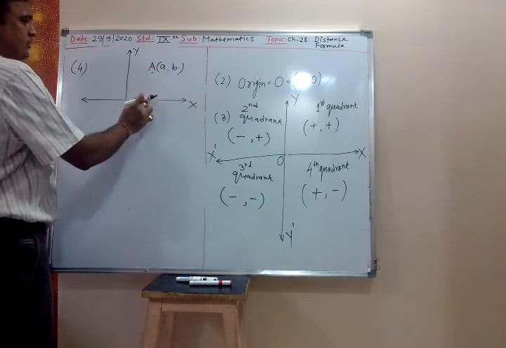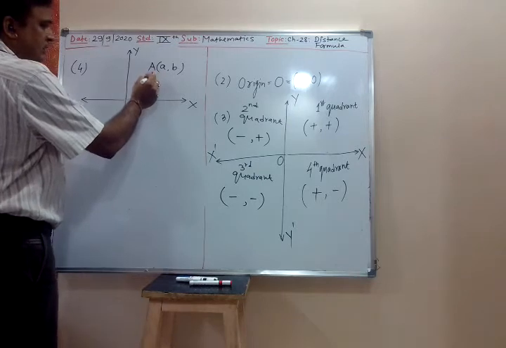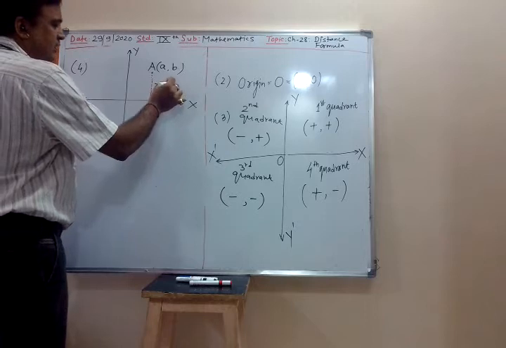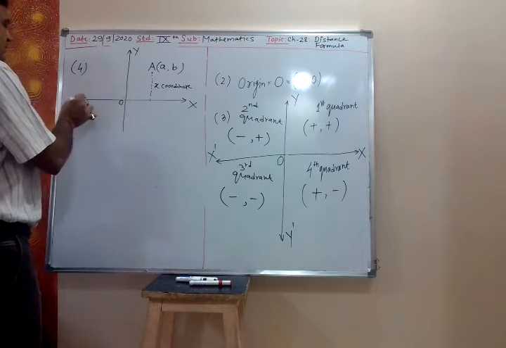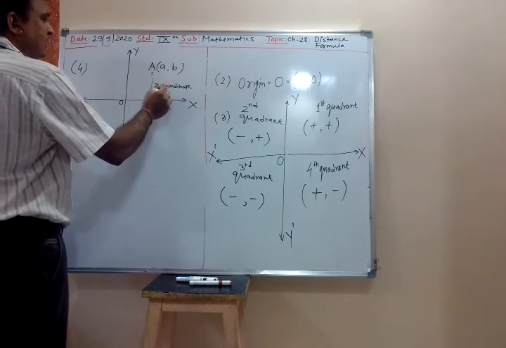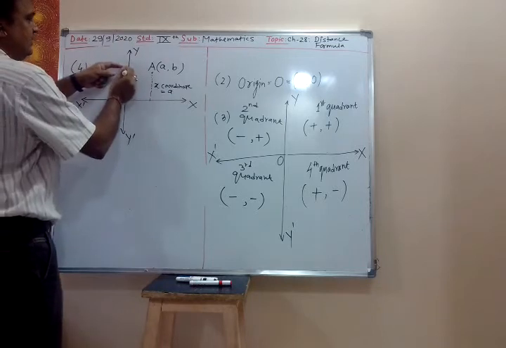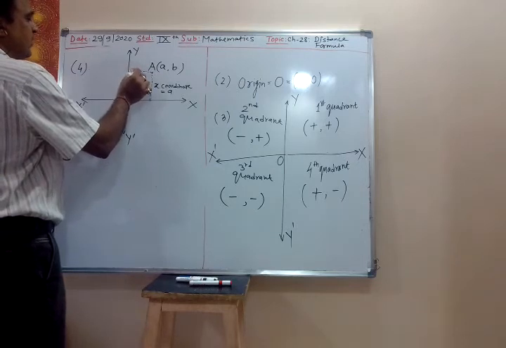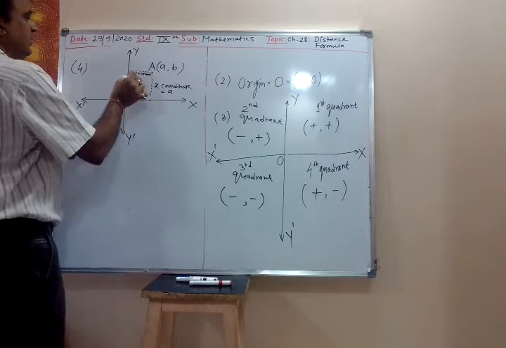So A is called x coordinate. From x-axis, this is x coordinate, x O x dash, y O y dash. This is my x coordinate. Then the second coordinate is y coordinate. This is my y-axis, so this is my y coordinate B.